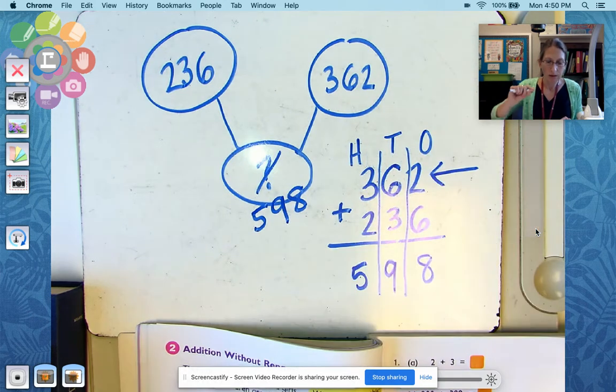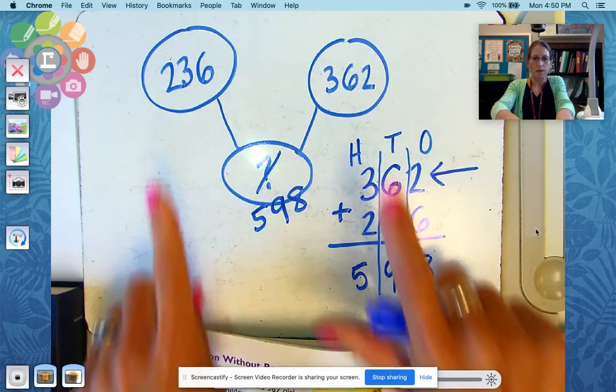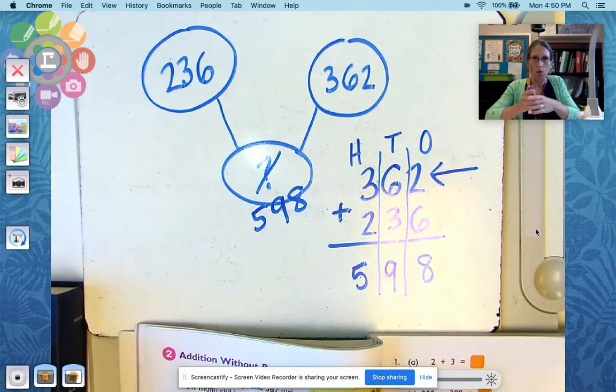And let's see, we had 236 boys, 362 girls. See if our answer makes sense. There are 598 children. I think that would make sense because these are the two parts and this is our whole number.